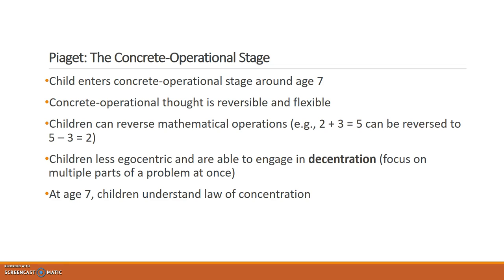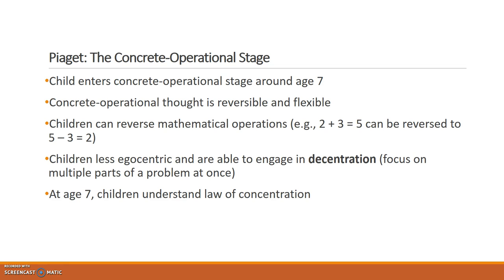For Piaget, during this time of life, the child is going to start to enter what he called the concrete operational stage. And this is characterized by flexible thought, by reversible thought, and by concentrating on the tangibles, things that we can see, touch, taste, feel. So some of the things we want to look at include reversing mathematical operations. Here's where some of that reversibility comes in. 2 plus 3 equals 5 can be reversed into 5 minus 3 equals 2. We're able to flip-flop that and see that those two problems are saying essentially the same thing.